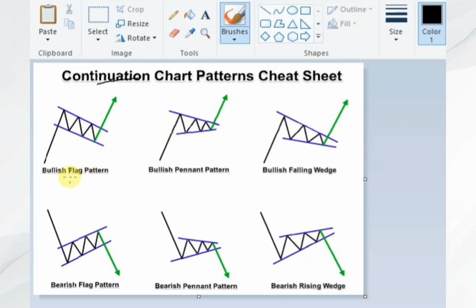All right, so we have the bullish flag pattern, the bullish pennant pattern, the bullish falling wedge pattern. Also we have the bearish flag pattern, the bearish pennant pattern, and the bearish rising wedge pattern. So you see, bullish means buys, and bearish means sell. Bearish is for sales and bullish is for buys.